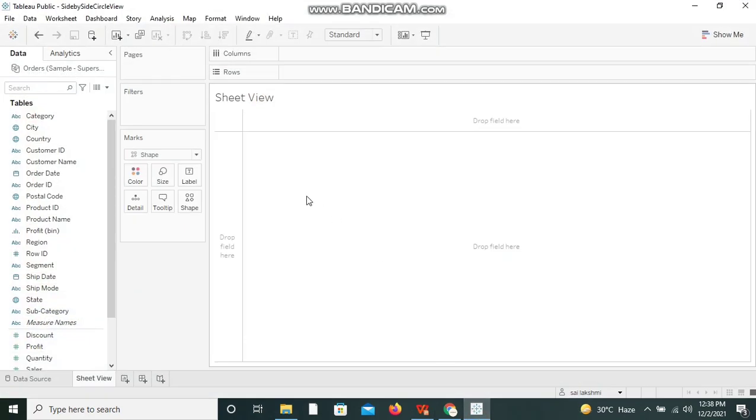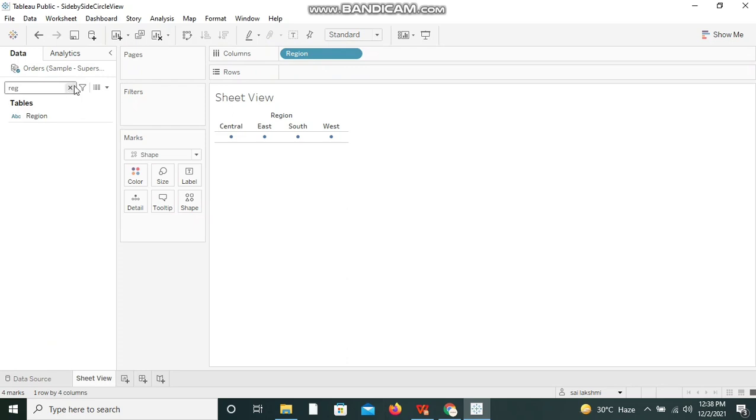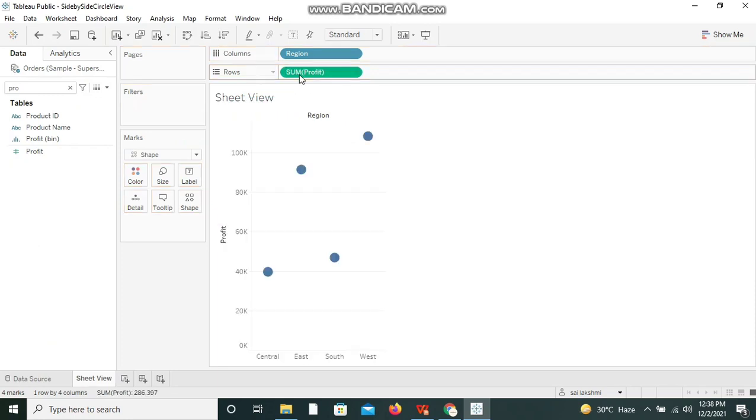I've opened the Tableau application. This is a Tableau Public application. As usual, I've taken sample superstore data and my scenario is like this. I have a retail company named XYZ. Now I want to see the profit across different regions. So I'm taking the region dimension and placing it in the column shelf, and again I'm going to take profit and drop it in the row shelf.